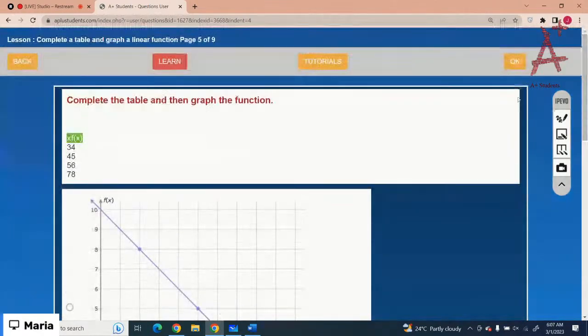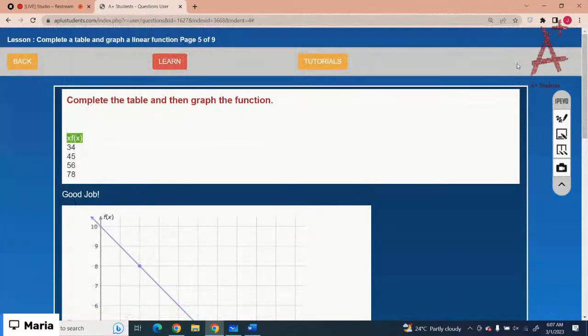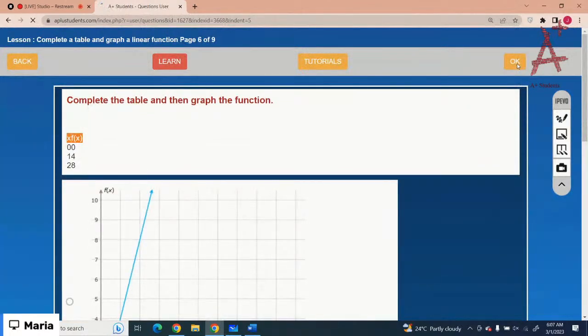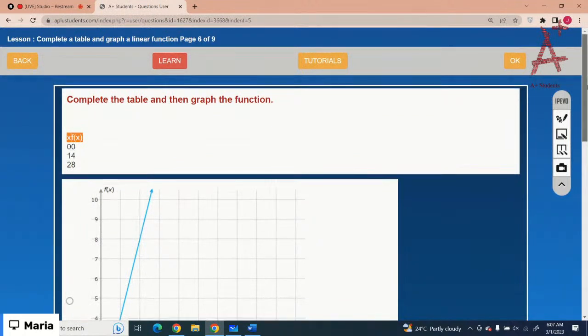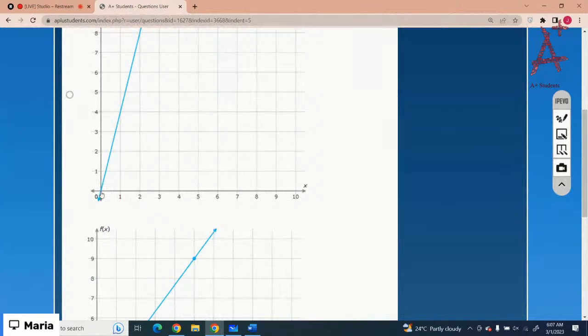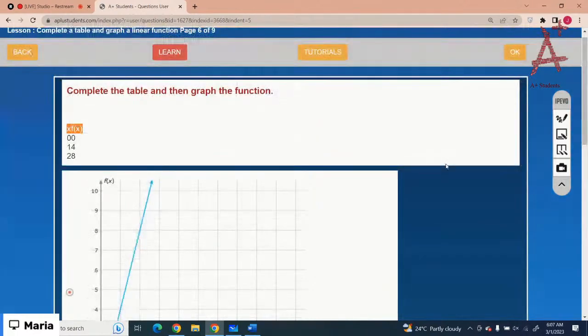Select the correct option and click on the OK button. Okay, then you have 0, 0, 1, 4, and 2, 8. Option number 1 is the correct option. Got it? Just match the points on the graph.